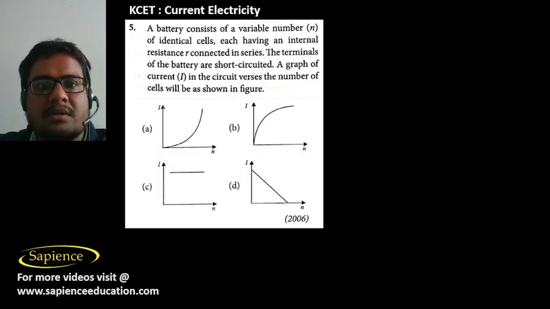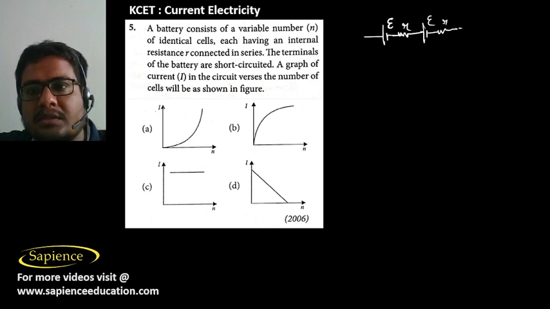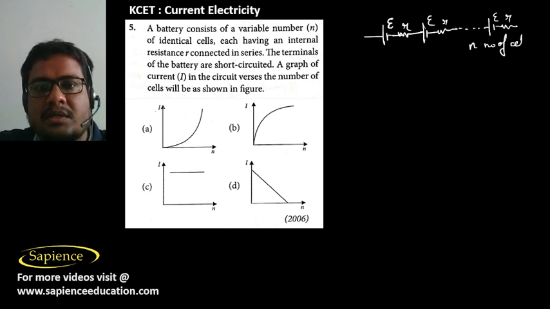Then a battery consists of a variable number of identical cells, each having an internal resistance R, connected in series. So here each has internal resistance R, and they are identical cells. It means their EMF will also be the same. So like this, n number of cells are connected in series.